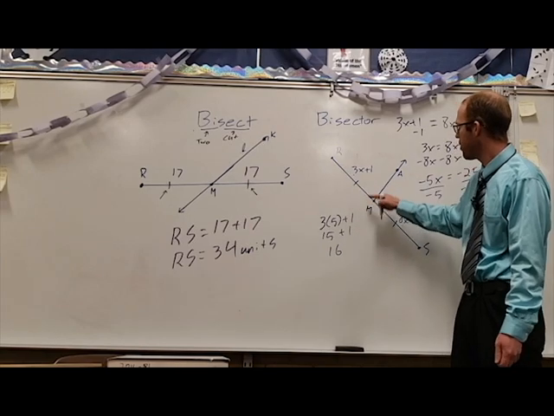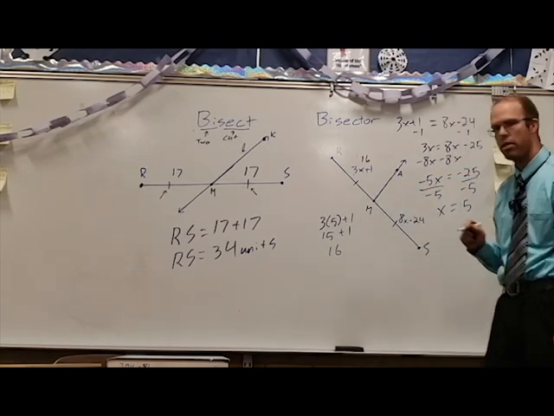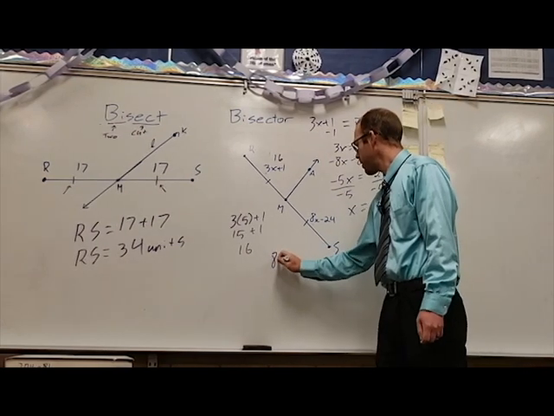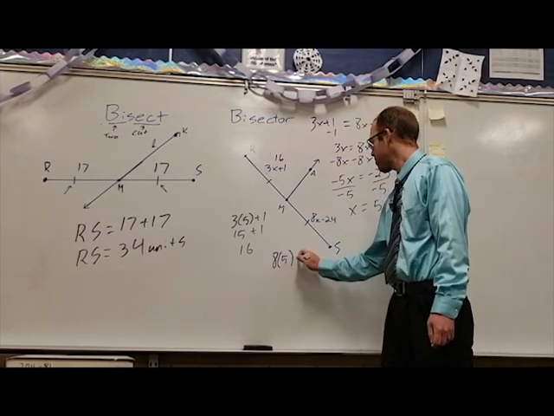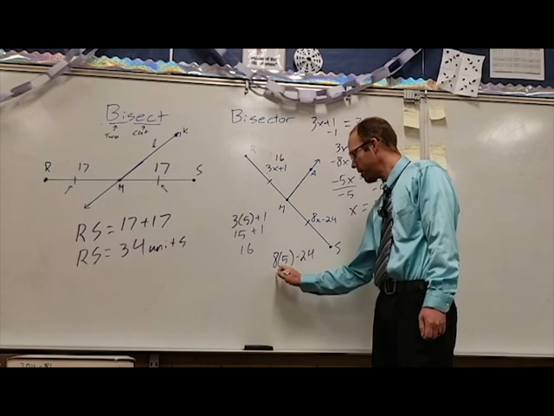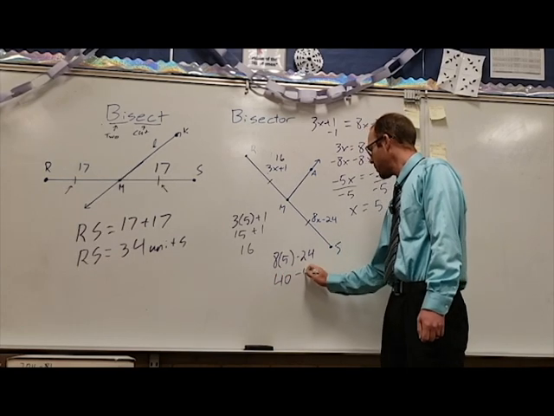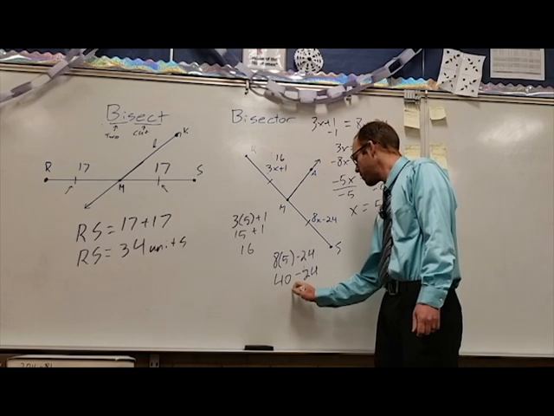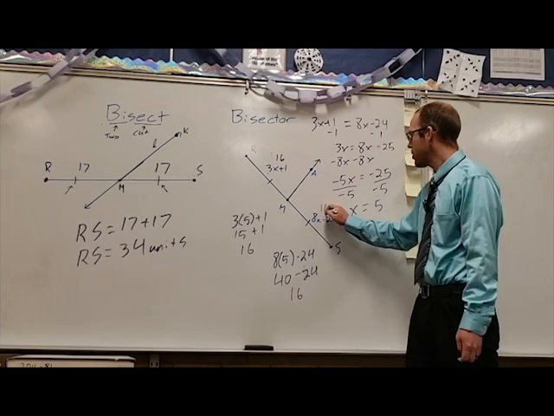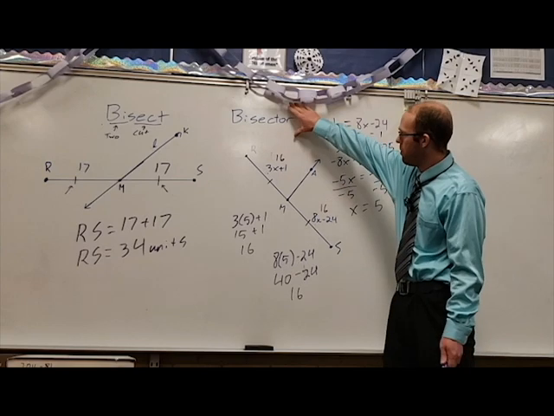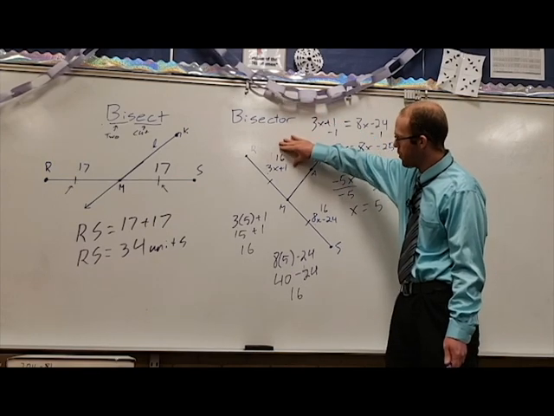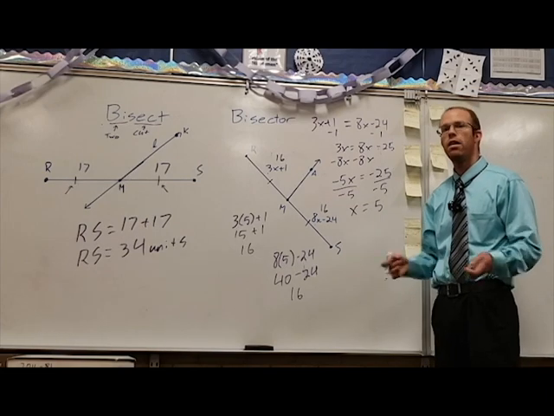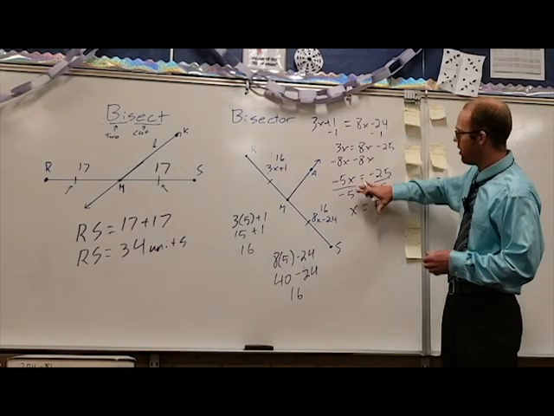So this section right here is 16 units in length. Same thing right here. We're going to plug it in. We get 8 times 5 minus 24. 8 times 5 is 40. So we get 40 minus 24. That would give us 16. Just double checking, it should be cut exactly in half. So we've got 16 and 16. That confirms that we've cut it in half. So our calculations were correct here.